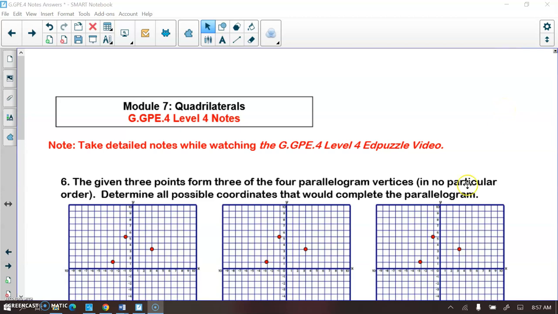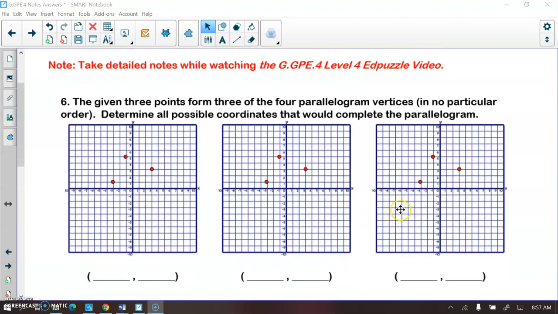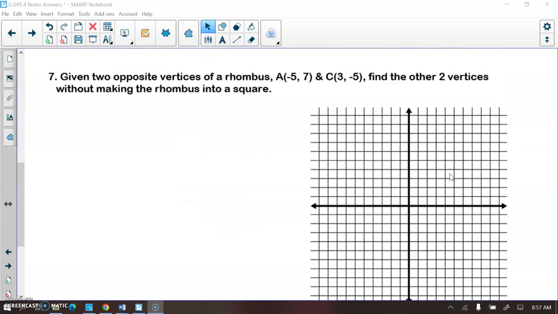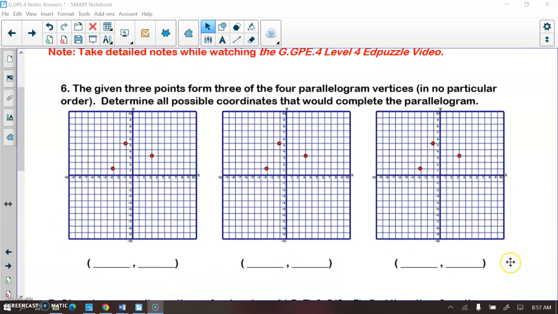All right, so now we are going to be creating different types of parallelograms on the coordinate grid. For example, number 6, we want to complete each of these shapes to create parallelograms. And in number 7, we're going to create a rhombus without making that rhombus into a square. So let's get started.